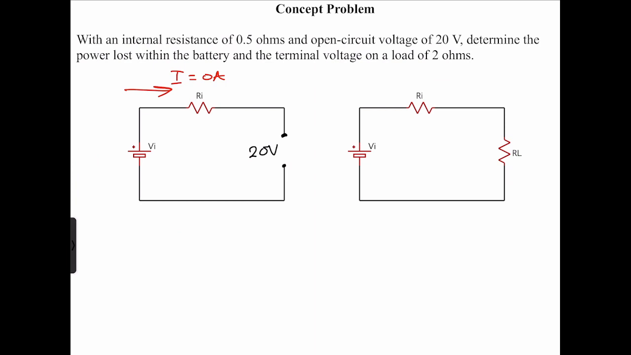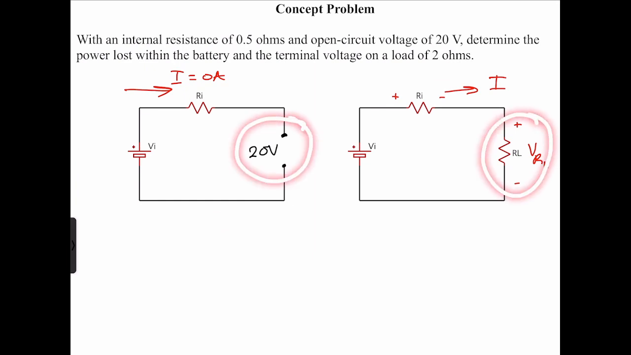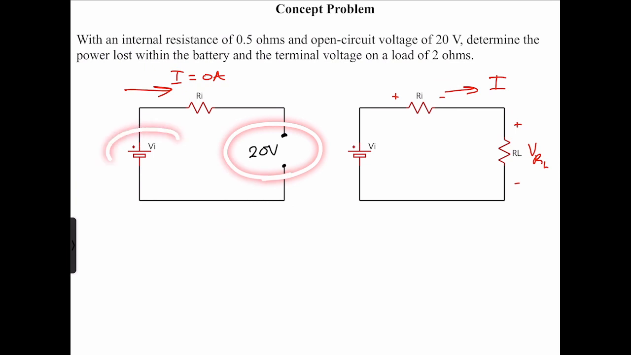So in this circuit we have current, so current is I. And then we're going to have a voltage drop, so this is minus to plus. We're just going to call it plus to minus. There will be VRL, which is the voltage drop across the load resistance. The voltage for the open circuit is the terminal voltage of the battery. However, when we connect a load resistor, there will be a voltage drop across the internal resistance. So therefore, the voltage across the load will be less than the terminal voltage of the battery.